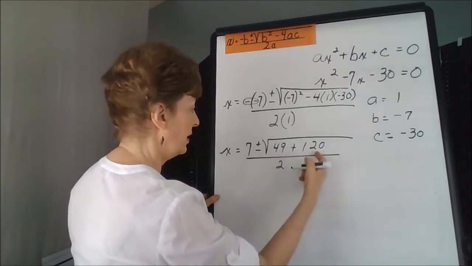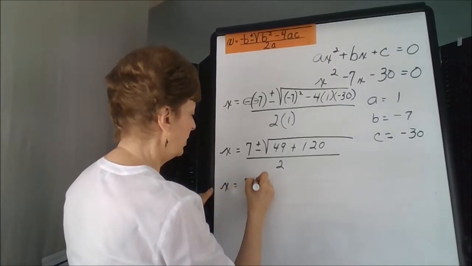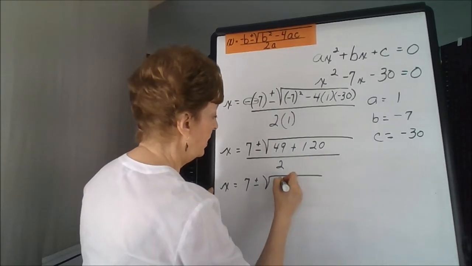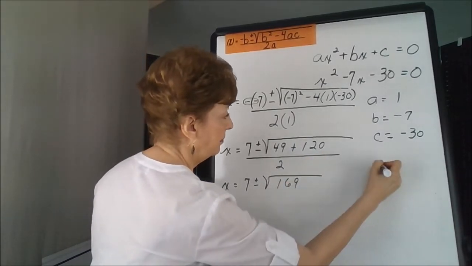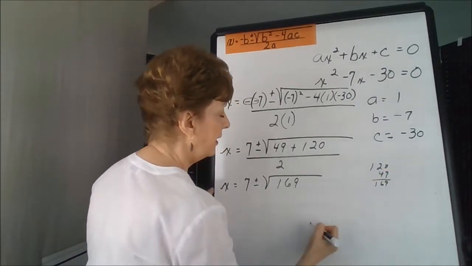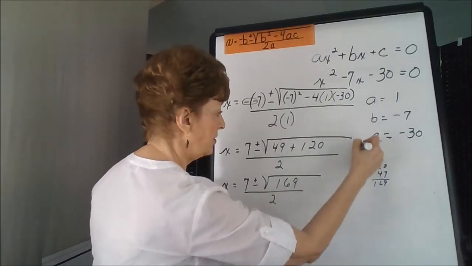Let's work with our combination of our like terms. X is equal to 7 plus or minus the square root of 169. 120 plus 49 is 169. Divided by 2. Here's our side work.